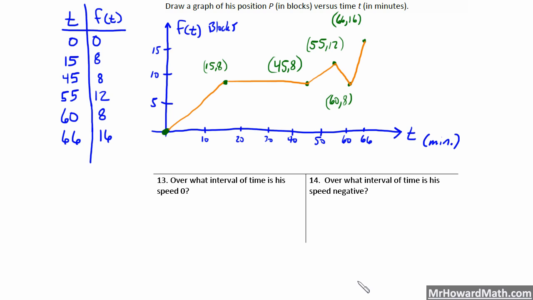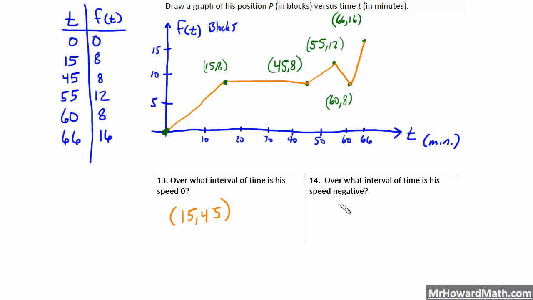Alright, so problem 13 says, over what interval of time is his speed 0? Remember, we've got line segments here, so the slope is speed in this case because it's distance over time. It's the change in the y-axis over the change in the x-axis, which would be speed, measured in blocks per minute. Well, that's when he is not moving. So that would be from time 15 to time 45. We can just say 15 to 45.